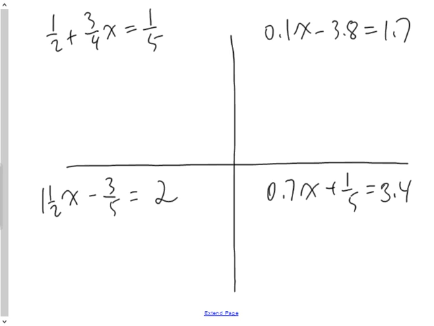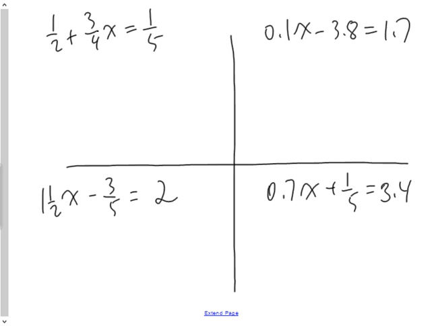So if you're doing it at home right now, write down these questions. You can do it one at a time. Press pause, do the question, unpause, listen to my answer, and see if you did the same thing I did. So the first question says a half plus 3/4 of x equals 1/5.